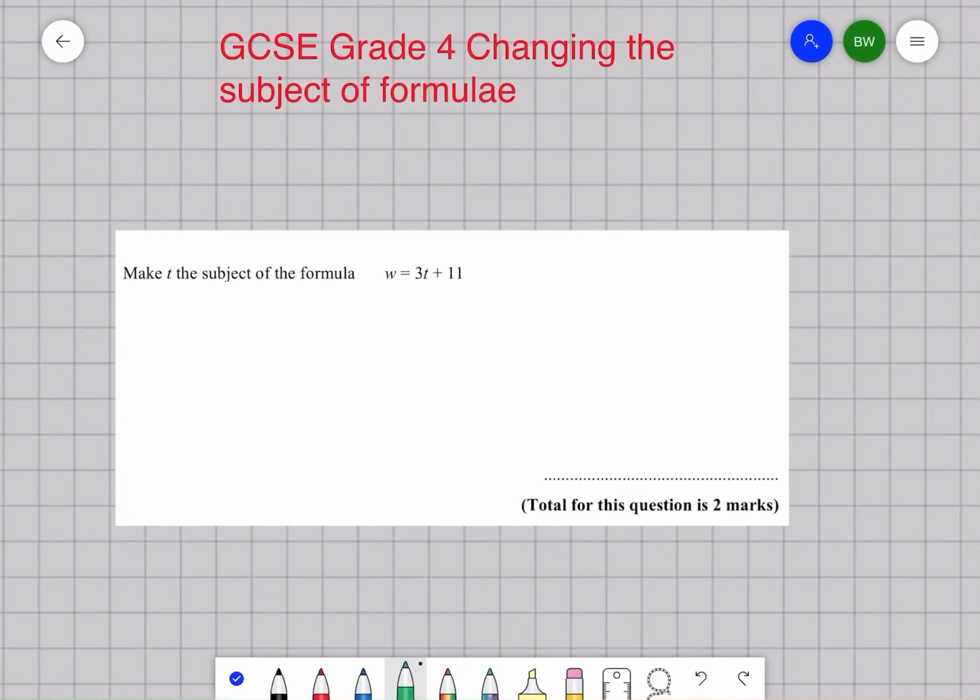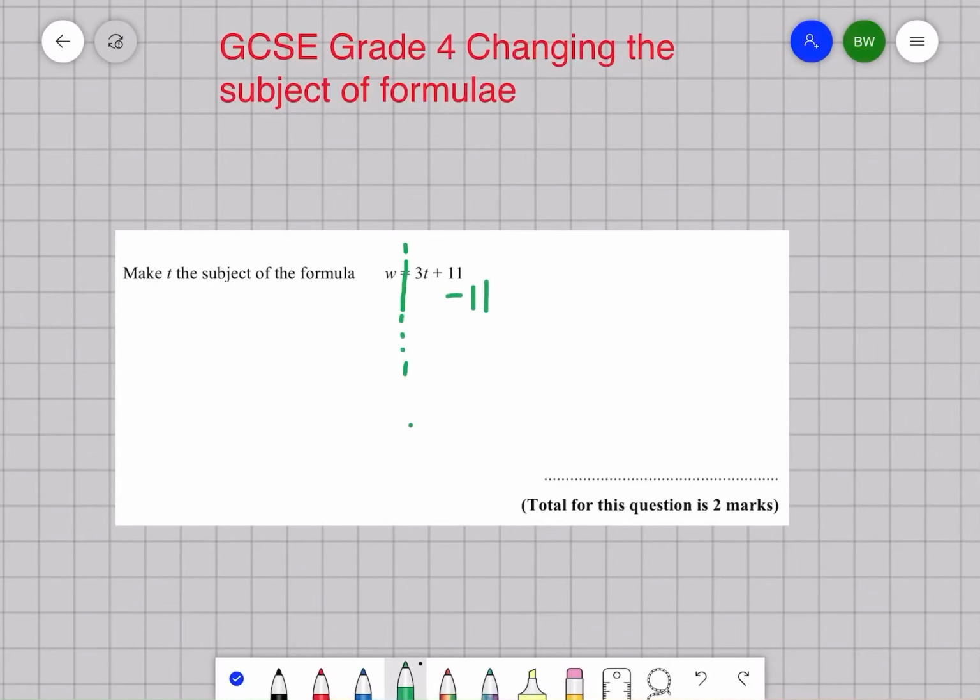So in this question, we're looking at changing the subject of a formula. Making t the subject means to get t on its own on one side of the equals sign. Currently, I've got the left-hand side with w and the right-hand side with 3t plus 11. So I need to try and leave t on its own on the right-hand side.